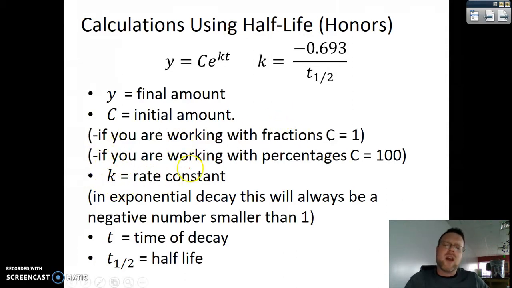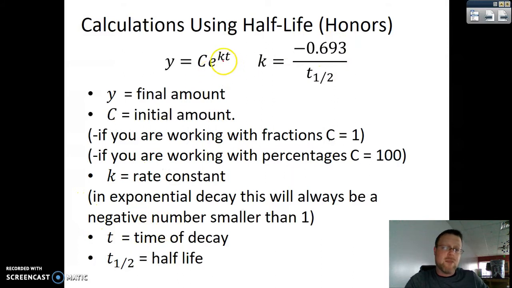K in this equation is a rate constant. Now, you're probably not going to see too many half-life problems that are going to give you a rate constant. Most of the time they give you a half-life. This K is probably something that we're going to have to get for ourselves if we're going to use this equation. We'll be able to get it from a half-life using this other equation here.